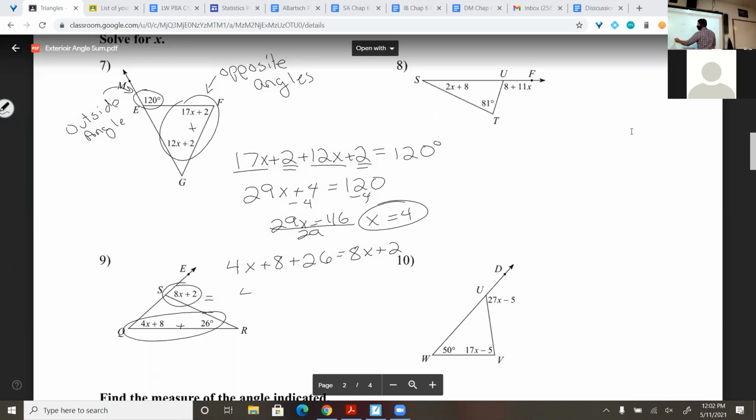And then here, I'm getting 4x plus 34 is equal to 8x plus 2. I'll move the 4x to the right, the 2 to the left. 4x equals 32. Divide by 4. And x equals 8.